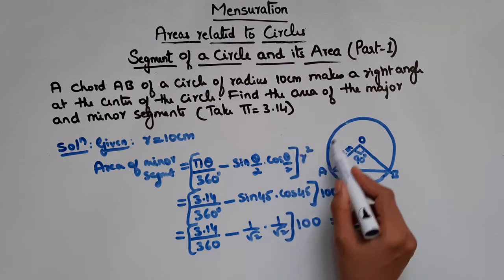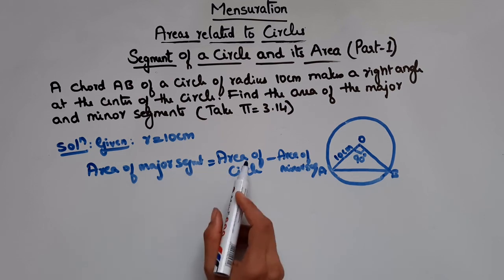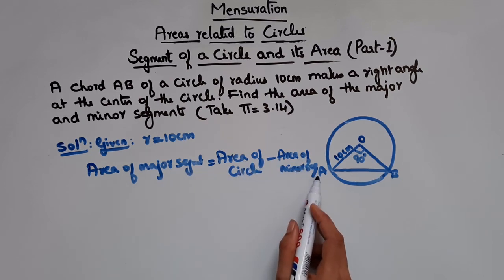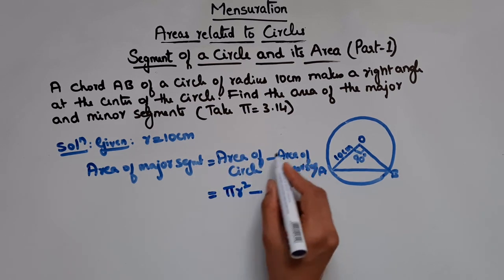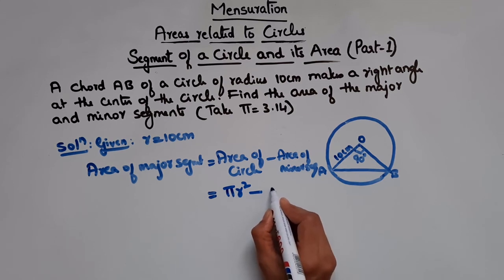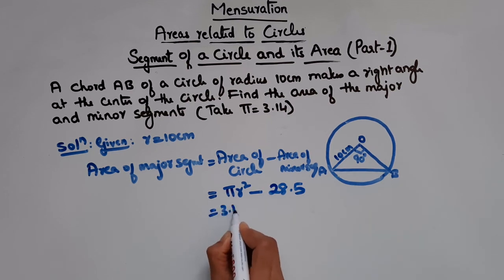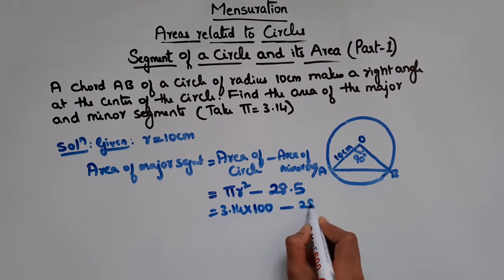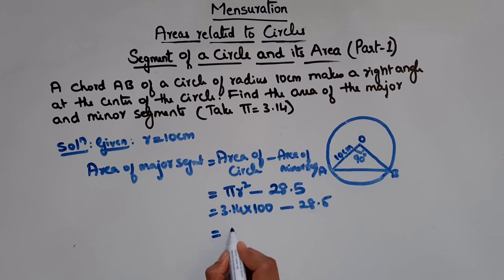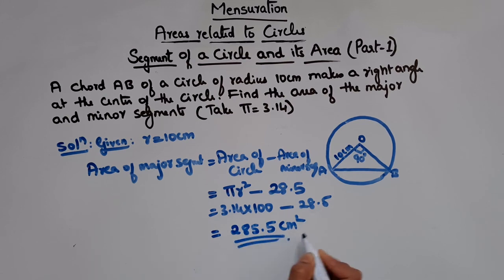Now we have to find the area of the major segment. So let me erase this. So we know area of the major segment is given by area of the circle minus area of the minor segment, which is equal to, we know area of the circle is pi r square minus area of the minor segment. We found area of the minor segment is 28.5 square centimeter. So here pi is 3.14 into r square is 10 square. So 100 minus 28.5. So when you simplify this will give you 285.5 square centimeter. So the area of the major segment is 285.5 square centimeter.